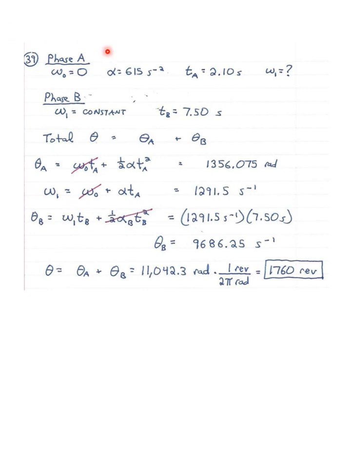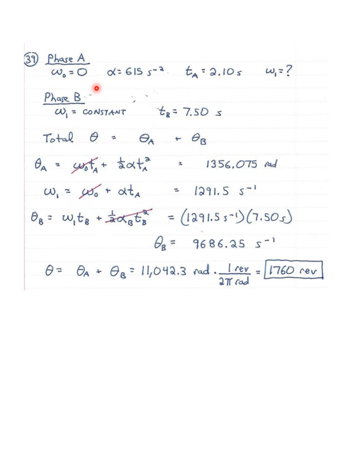So let's divide it up into what I'll call phase A, when the drill is speeding up, and then phase B, when it's going at a constant speed. And what we're going to do is find how many revolutions it turns through in each of those phases. So for phase A, it's starting at rest, omega naught is 0. There's alpha, 615 radians per second squared. Time, I'll call it T sub A, is 2.10 seconds. What is omega 1? I'll solve that in a bit.